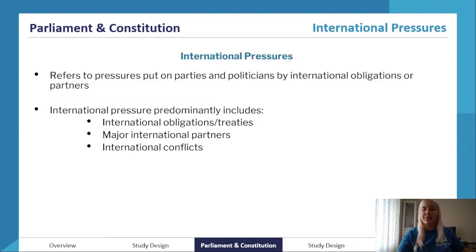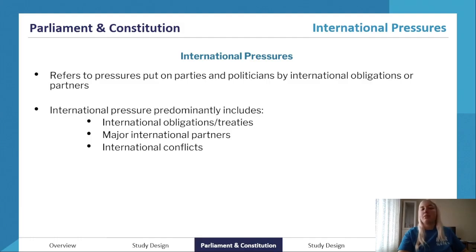Okay, now the last one under this dot point, which is international pressures. This refers very obviously to the pressures put on all the different parties involved in parliament and politicians by either international obligations or partners. So this includes, I've got it listed right there, international obligations such as treaties and declarations. So things that Australia is a signatory to and commitments that they have made with other countries.